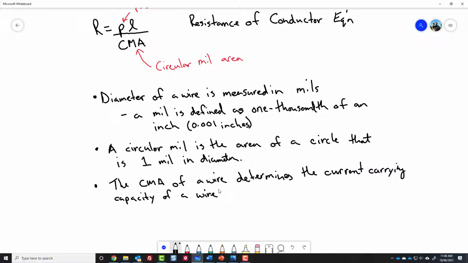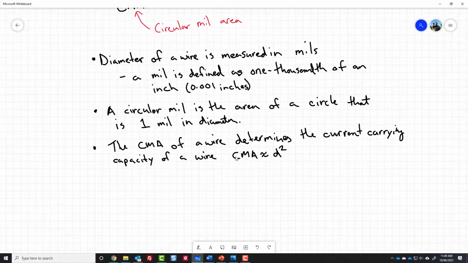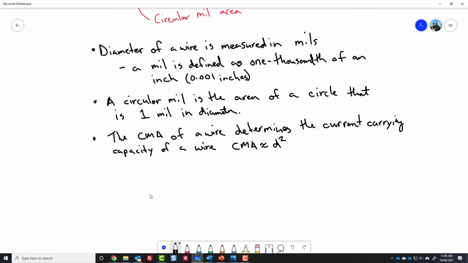And they often say, like I said I was going to talk about earlier, the CMA is proportional, approximately equal to the diameter of the wire squared. And I found myself scratching my head: how does the area equate or is approximately equal to the diameter squared of the wire? Well, then I started thinking about the area of a circle. So what is the area of a circle? That is defined mathematically as pi r squared.